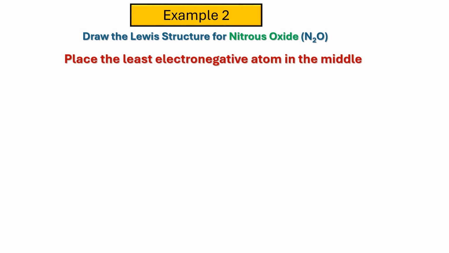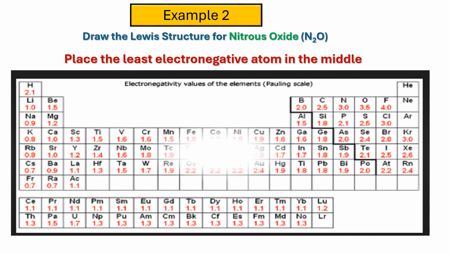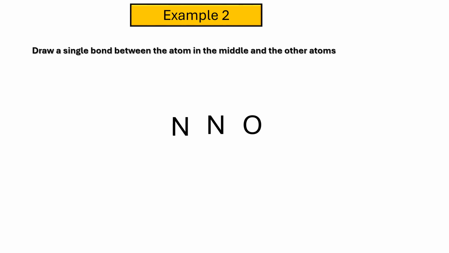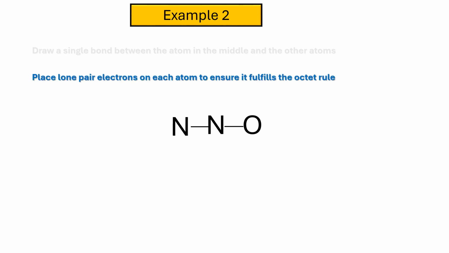We need to place the least electronegative atom in the middle. So let's look to see which one is less electronegative. Oxygen has an electronegativity value of 3.5, whereas nitrogen has an electronegativity value of 3. So nitrogen should be in the middle because it's the least electronegative. We draw single bonds. We place lone pairs of electrons around each atom to make sure they fulfill the octet rule.